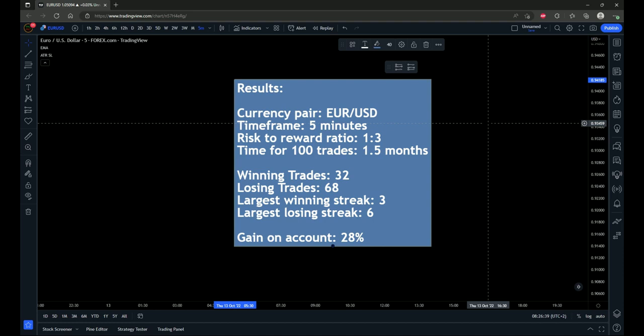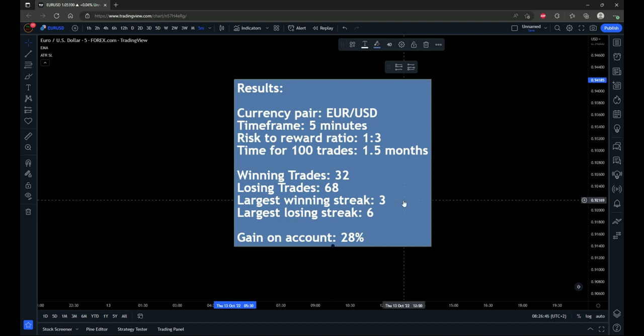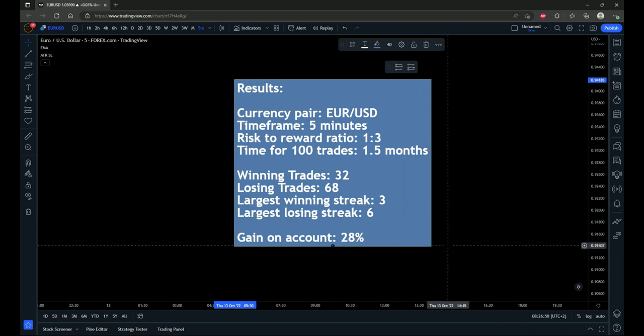Out of those, there were 32 winning trades and 68 losing trades. The largest winning streak was 3, and the largest losing streak was 6. And the gain on the account after all that, 28%. So this one did quite well, decent, and we'll put it on the strategy ranking spreadsheet and compare it to others to see how it stacks up.